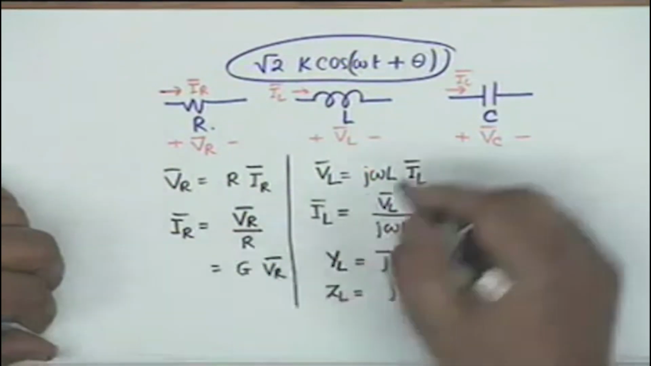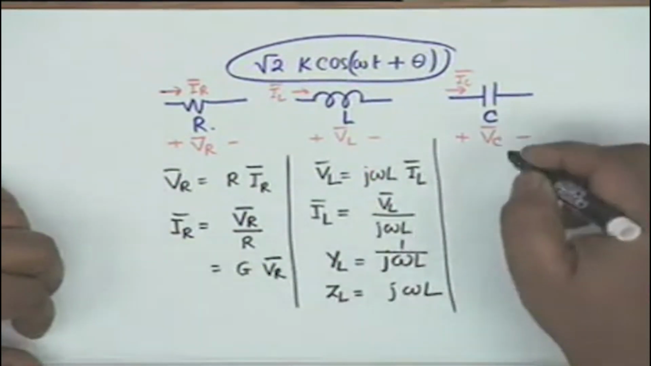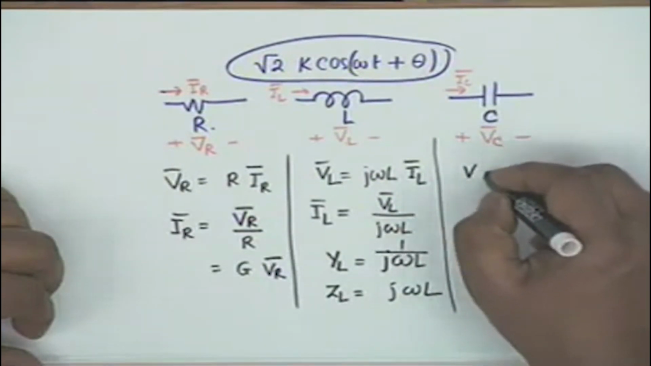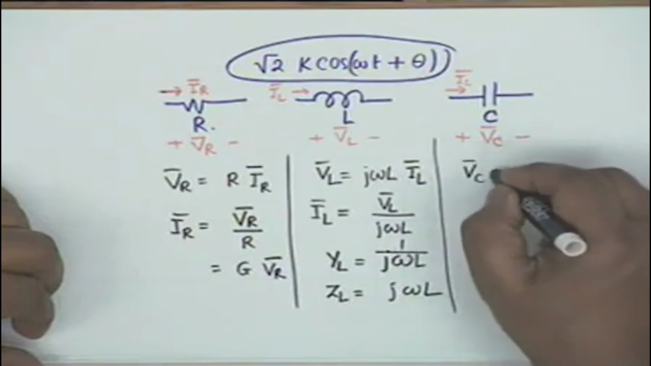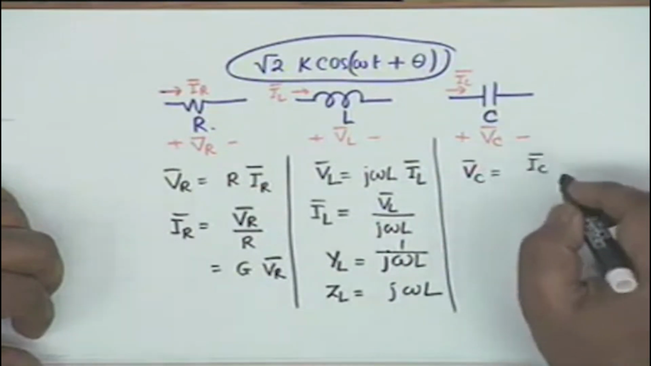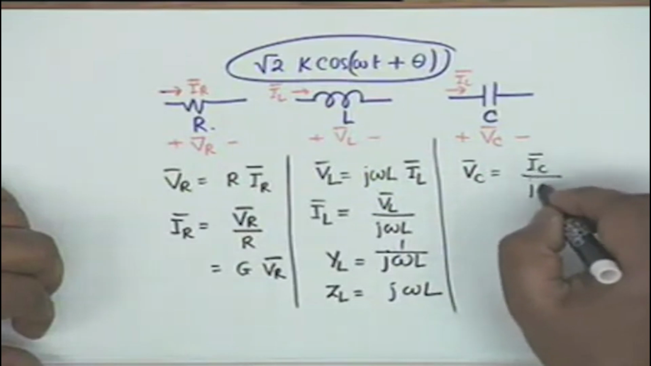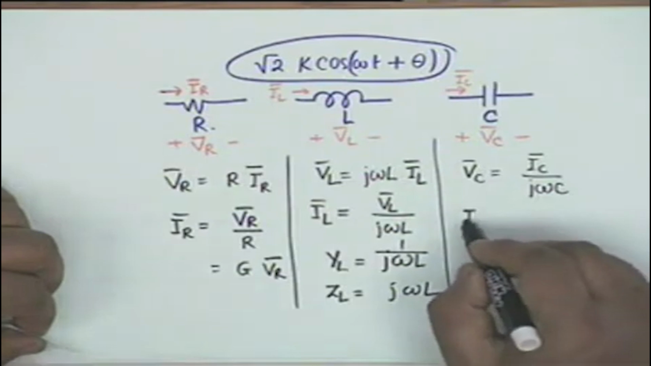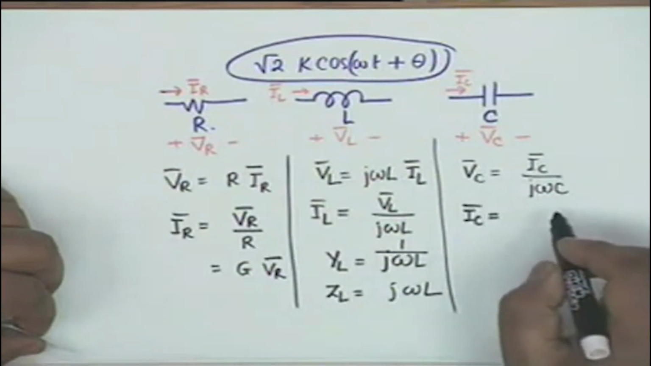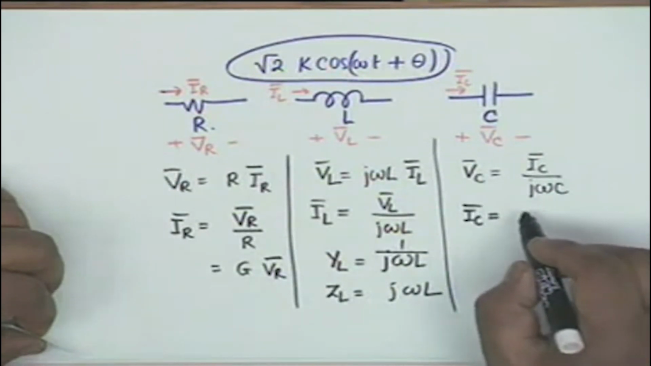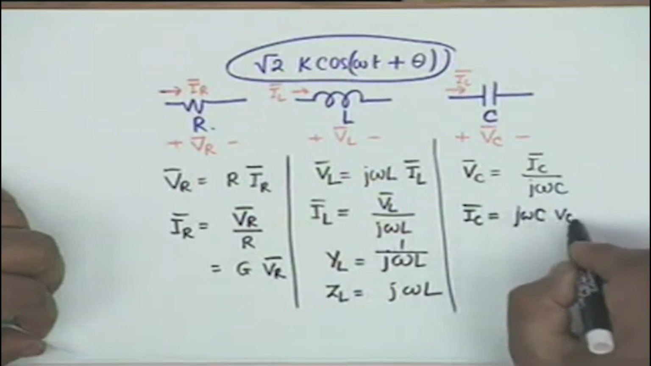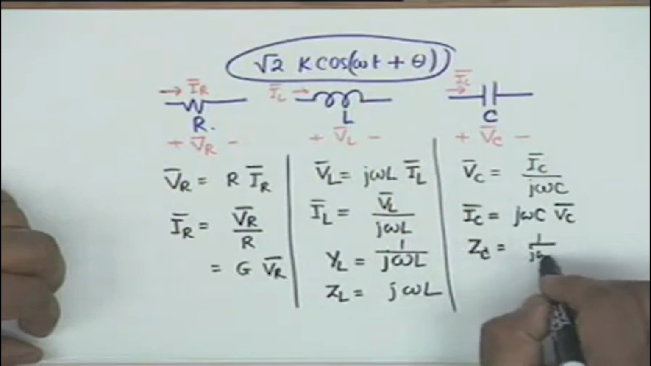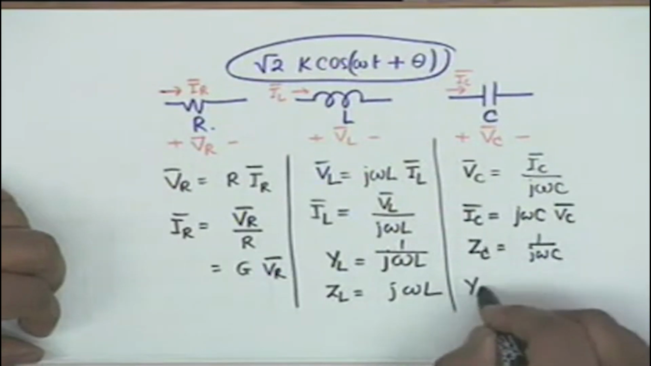For a capacitor, VC would be equal to IC multiplied by its impedance, that is 1 by j omega C, is that okay? Or IC phasor is equal to j omega C times VC phasor. The impedance of the capacitor is 1 over j omega C and the admittance of the capacitor is j omega C.